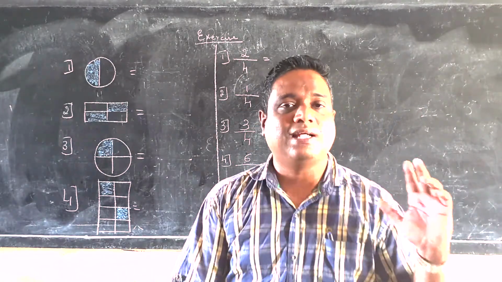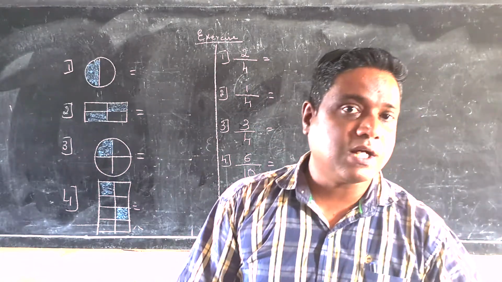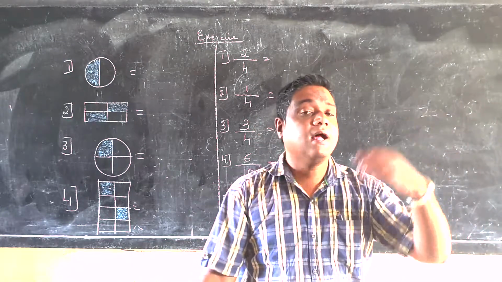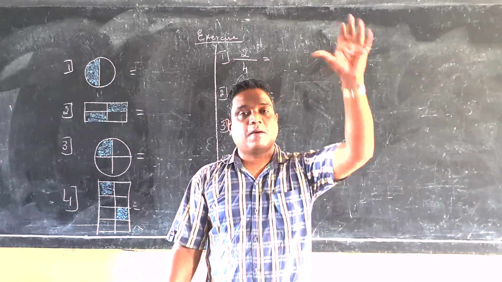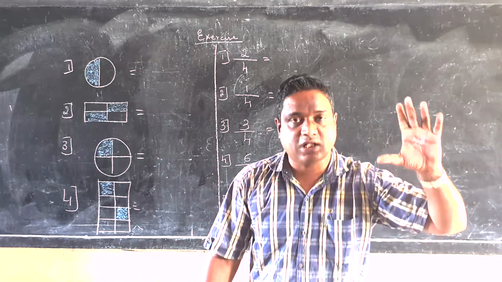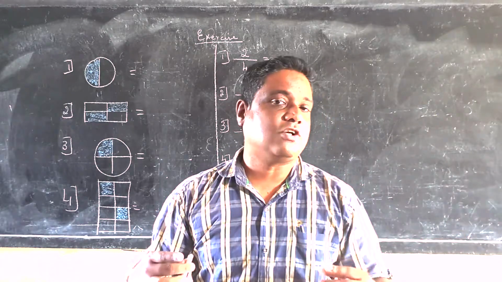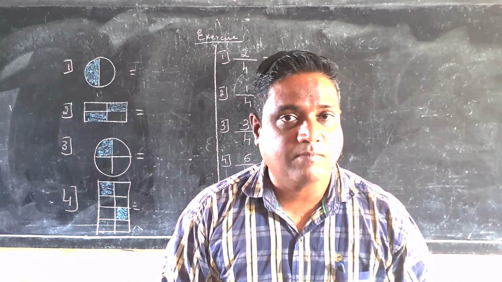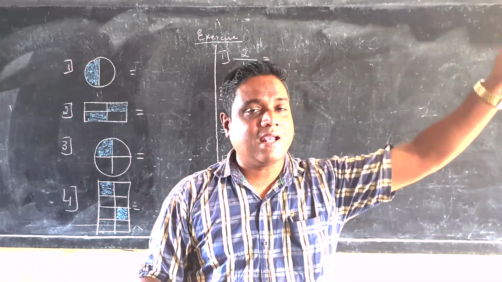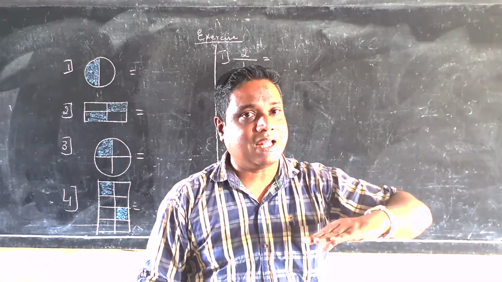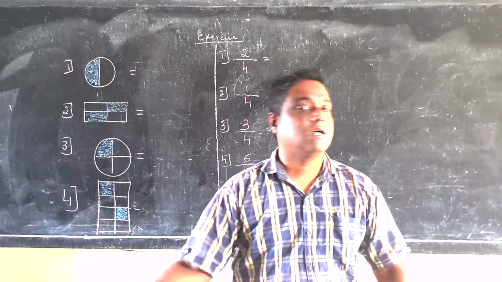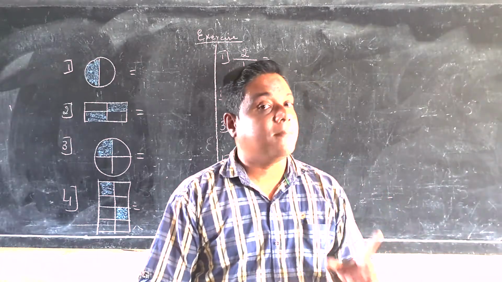Basically, a fraction is a numerator and a denominator. The top number is always said to be the numerator and the bottom number is always said to be the denominator. The top represents n, the bottom represents d. So n represents numerator, d represents denominator.